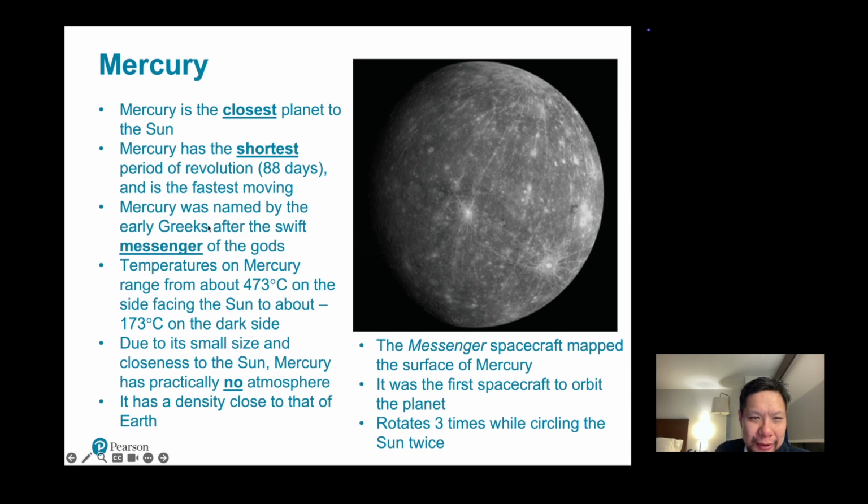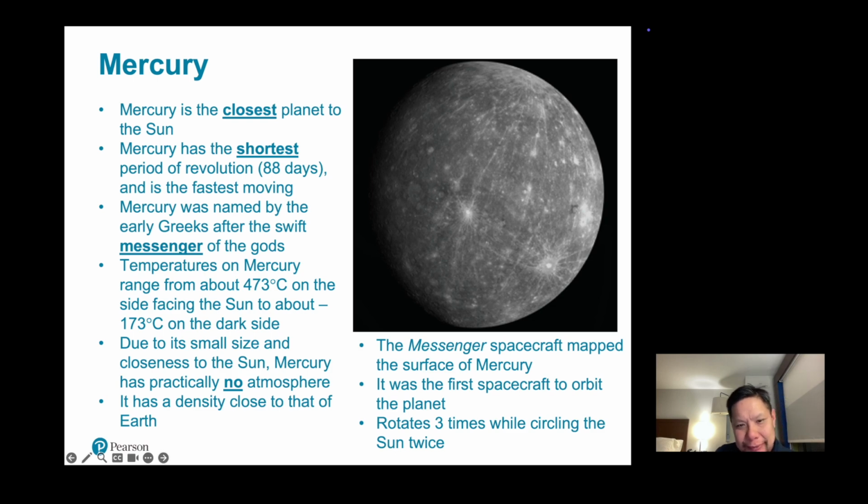Mercury is also named by early Greeks after the swift messenger of the gods, right? But the interesting thing about it is that Mercury is so close to the sun that the surface is 473 degrees Celsius. That's freaking hot, right? But that's on the side that's facing the sun. On the dark side, it's still pretty hot at 173 degrees Celsius, right? But since Mercury is so close to the sun, it's so hot that it can't hold an atmosphere. It has no atmosphere. Interestingly enough, it rotates 3 times while circling the sun twice. Interesting, right? Crazy stuff.